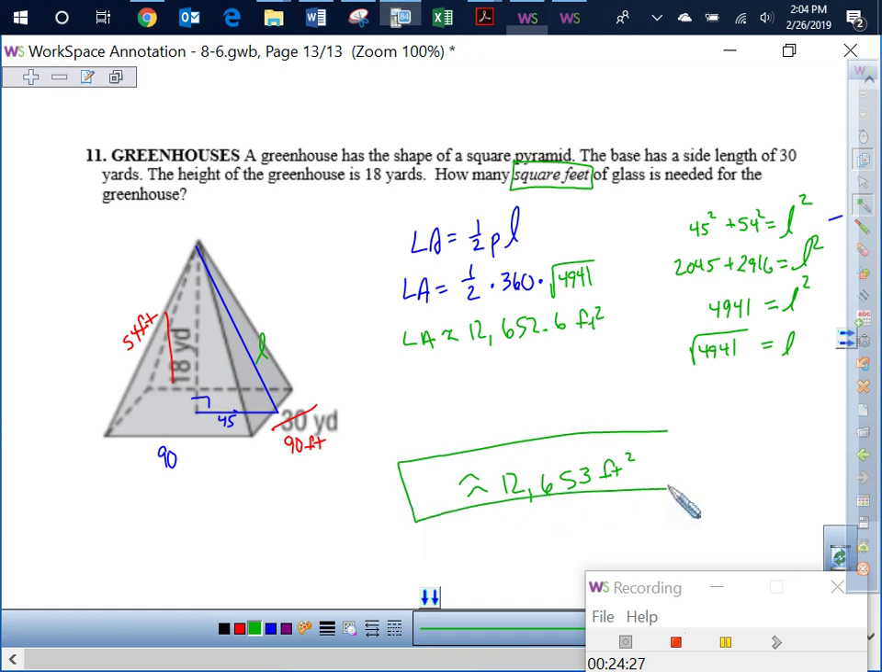Because it's like, why not round it to the nearest square foot when you're going to get glass for your greenhouse? So pretty simple, yet also kind of complicated. You need 30-60-90, 45-45-90, SOHCAHTOA, Pythagorean theorem to help you find the missing ingredients.